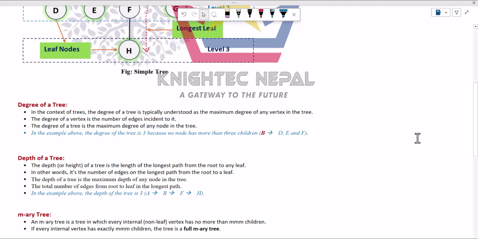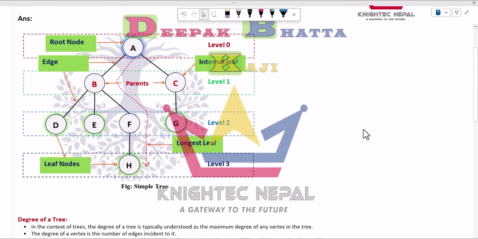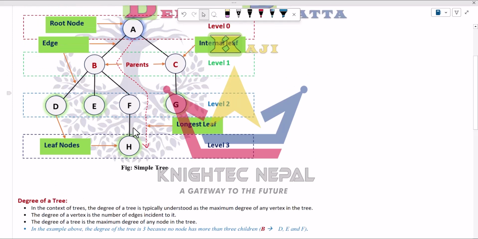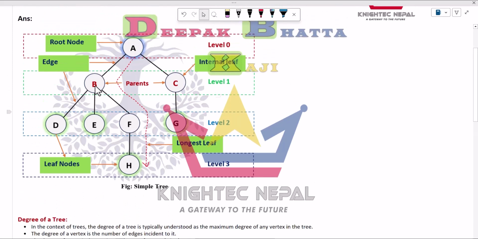So here B, from the B we have D, E and F. No node has more than 3 children. So the C has only one child, that is G. F has only one child, that is H. So A has two children, B and C. So you can observe this tree. So which node has the maximum number of children? So B has the maximum number of children, that are D, E, F, which is 3.